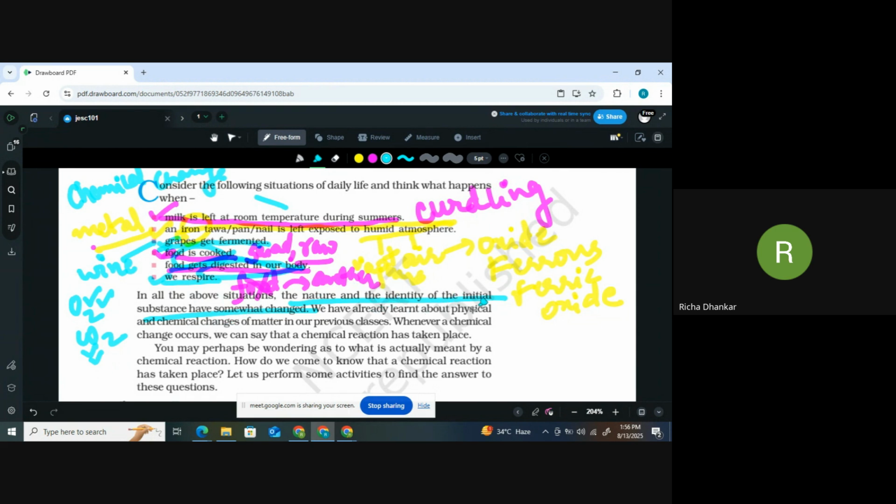So we have learned these physical and chemical changes in our previous classes. I hope now you have understood what is happening. So there is one more thing which now we can clearly associate, that whenever a chemical change occurs, we can say that a chemical reaction has taken place, because something which has reacted with the other thing will not be able to come back to the original form.